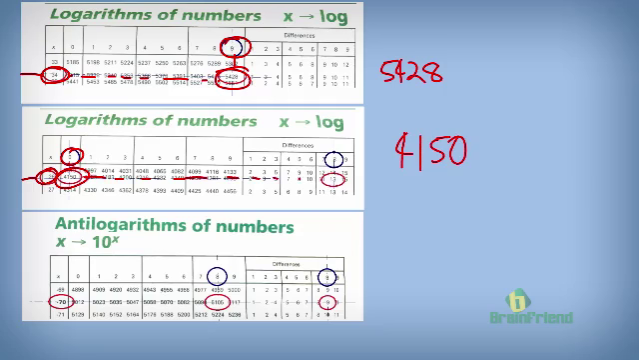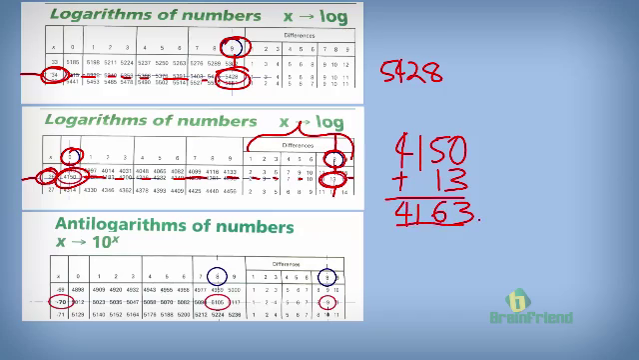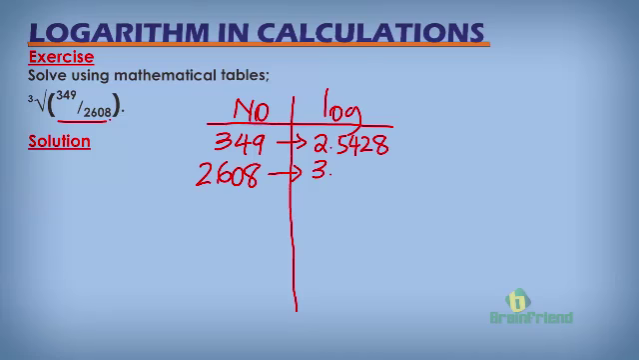The last number on our number string is 8. 8 is looked up under the difference column to trace down and intercept our row to give us a value 13. So we'll simply add that up to give us 4163. So we have the logarithm of 2608 as 3.4163.